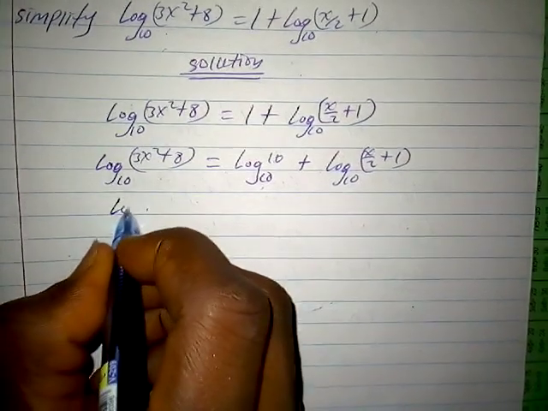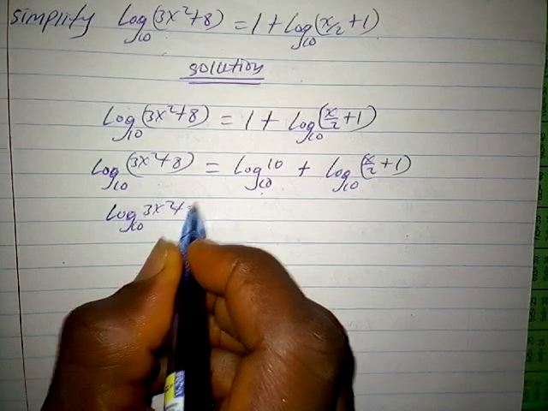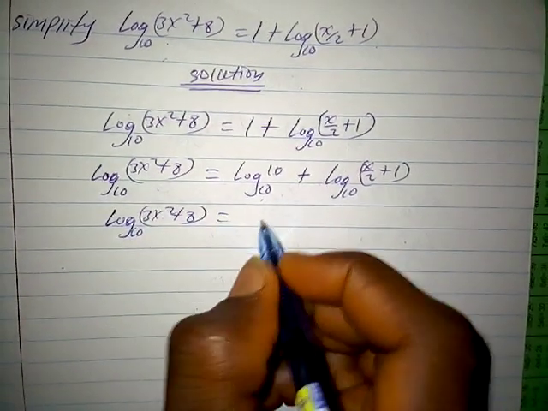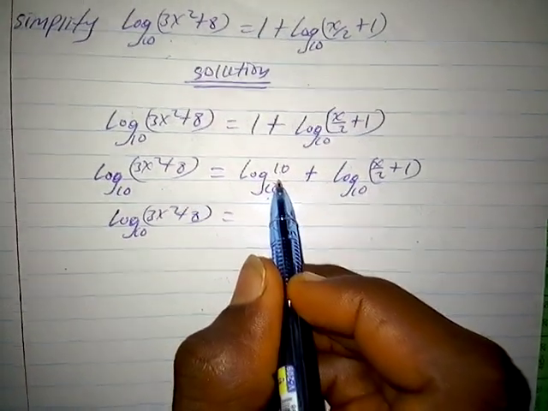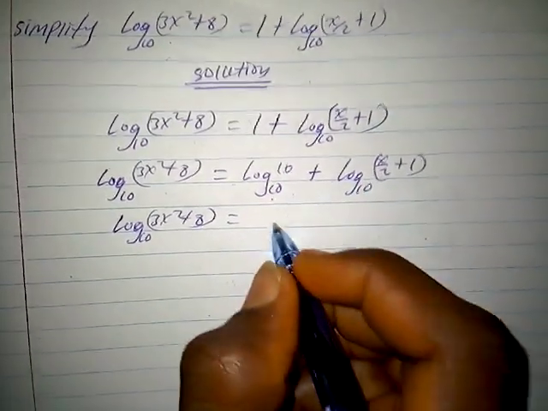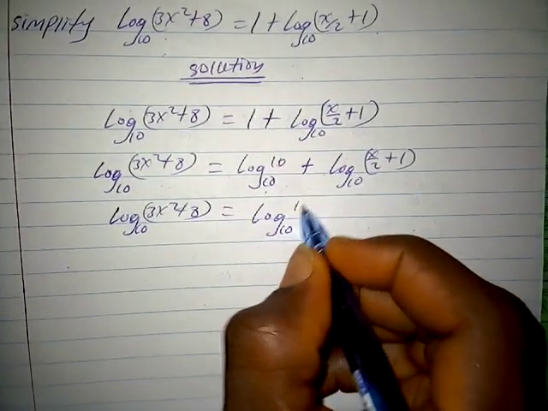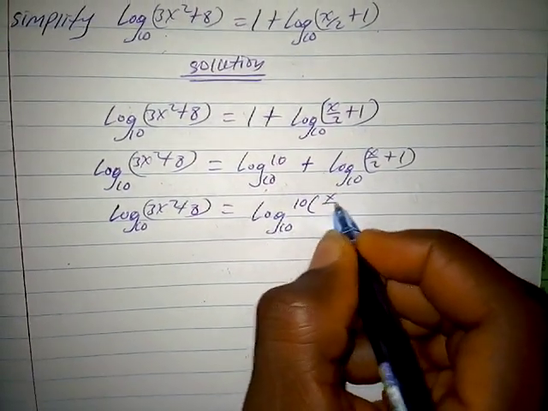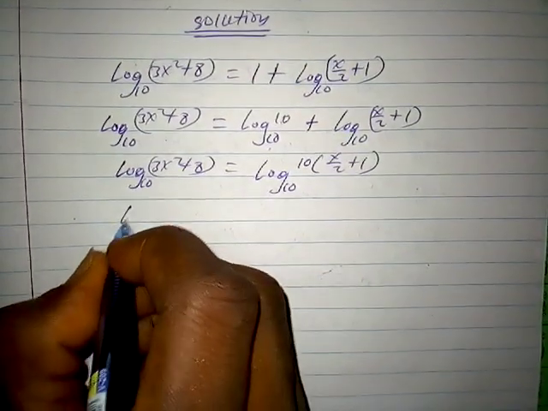Now we go. We say log of (3x squared plus 8) base 10 is equal to. Anytime you see a plus between two logs, what are you going to do? You are going to multiply the logs and take one of the base. So we say 10 multiplied by x upon 2 plus 1.